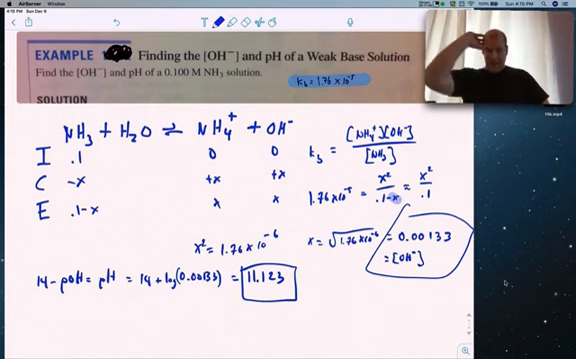And then your Kb is your products over your reactant, discounting water because it's a liquid. Put in the variables. If you want to use your awesome calculator to solve for that, go ahead. If not, discount x and get x equals 0.00133, which is also the hydroxide ion concentration. And that's one of the things we were asked to find. And then use the hydroxide ion concentration to calculate the pH.